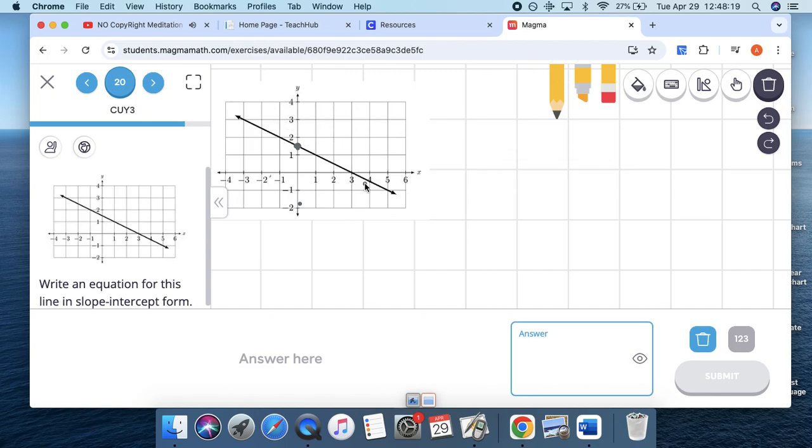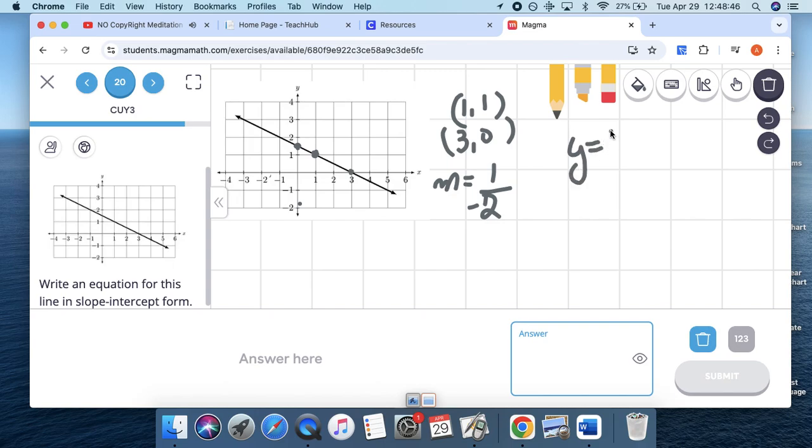Let's pick 2 points that are on the graph. Let's pick this one right here and this one right here. One point is (1, 1), and the other point is (3, 0). Let's find the slope. The slope is going to be 1 minus 0 over 1 minus 3, which is negative 1/2. So the slope is negative 1/2.